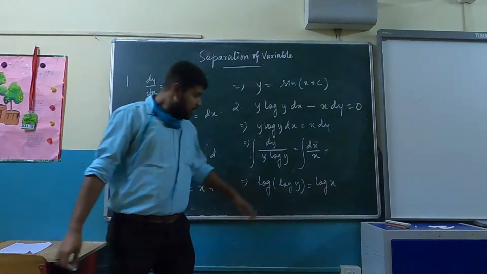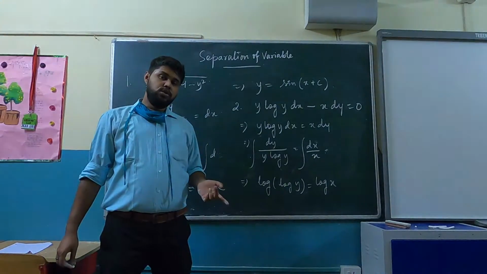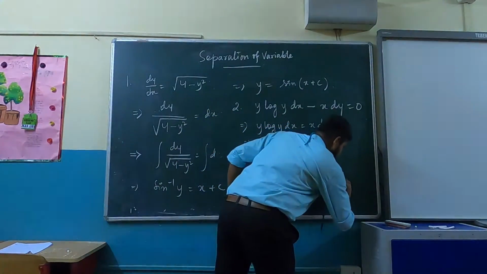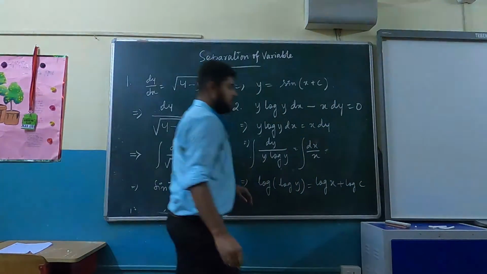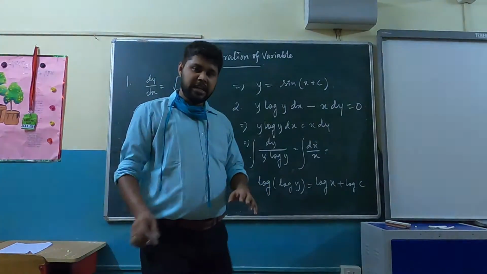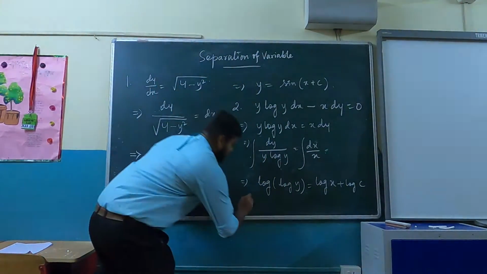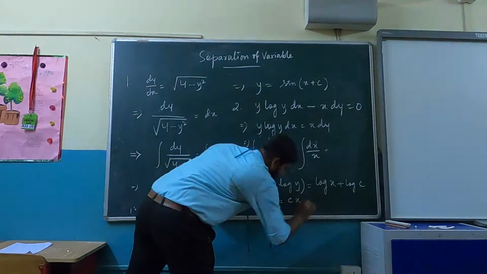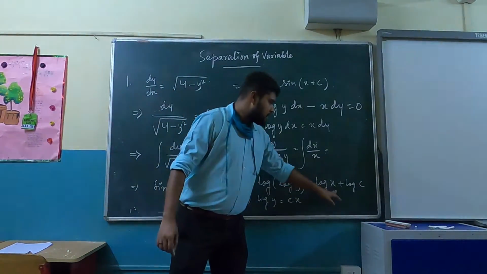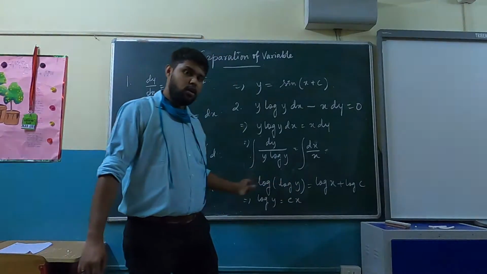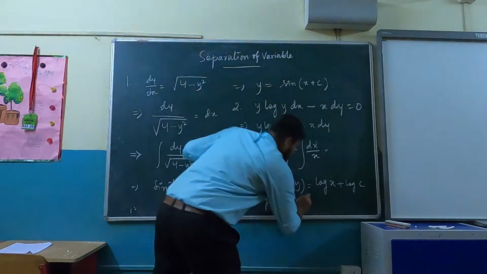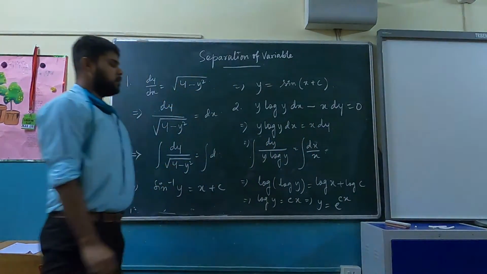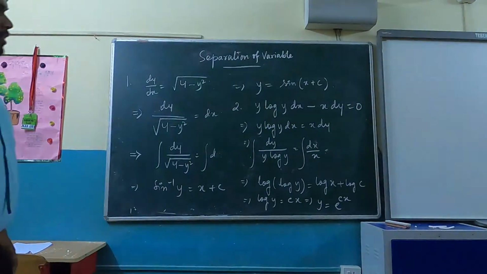log x. Now whenever you have log on both sides, it is always good to do what? It is always good to take the constant also in log. So instead of writing c, write log c. Why? Because at the end you will get a nice result. So you get log log y is equal to log x plus log c, it makes it log of cx, and then log is removed. So from here, y is equal to e to the power cx. Fine.